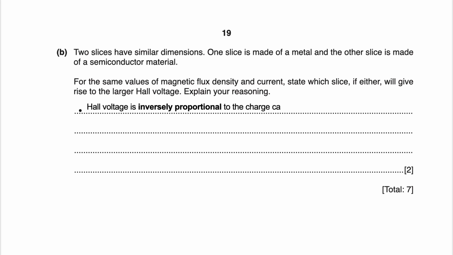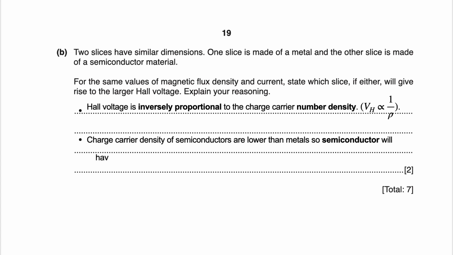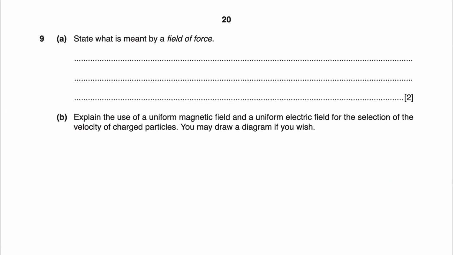Now the Hall voltage is inversely proportional to the charge carrier number density. We know this equation, VH is inversely proportional to rho. So the higher the carrier density, the lower the Hall voltage. So who has higher carrier density? Metal. So they will have the lower Hall voltage. So the semiconductor will be higher. So that's a point, 2 marks. Okay, let's flip the page, next page.